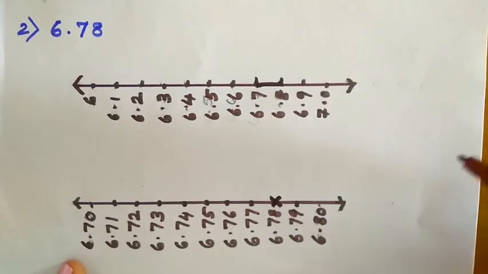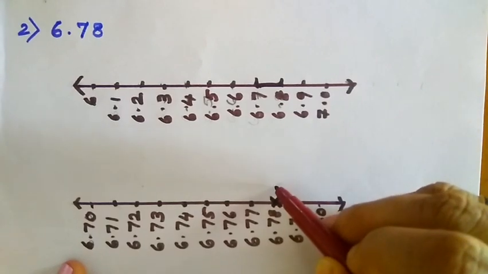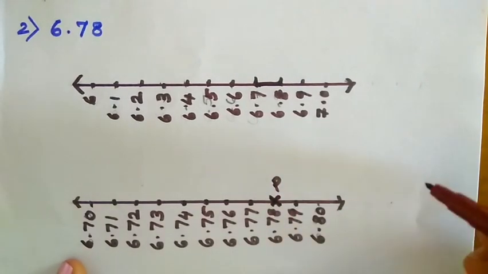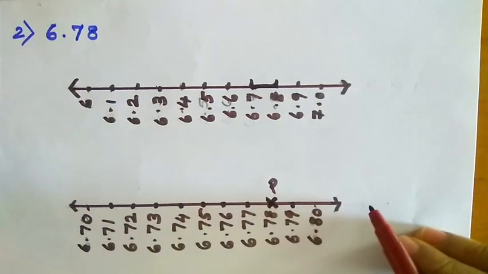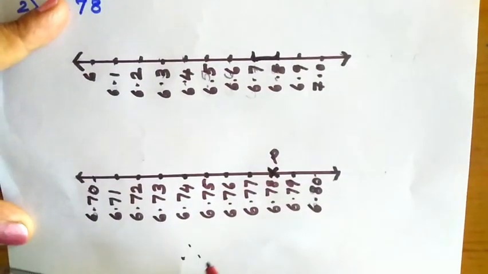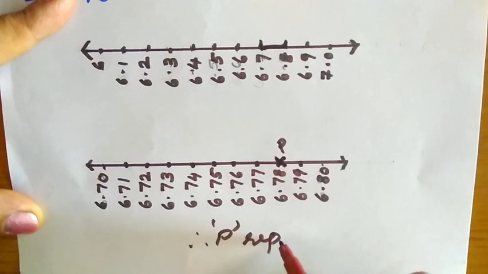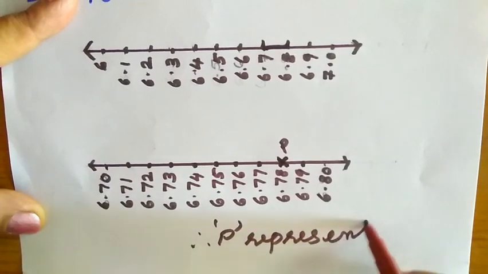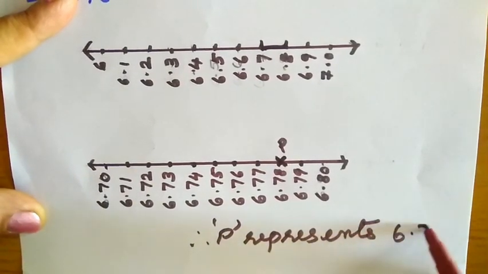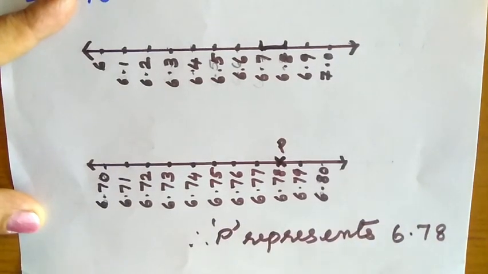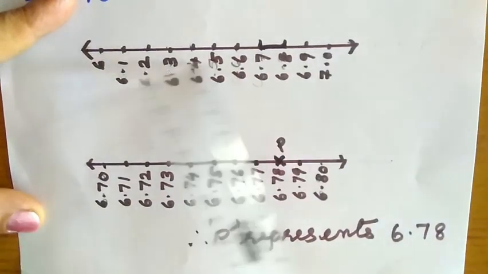Mark a cross mark there and write any capital letter here. I am writing P. Then below the line we can write, P represents 6.78.